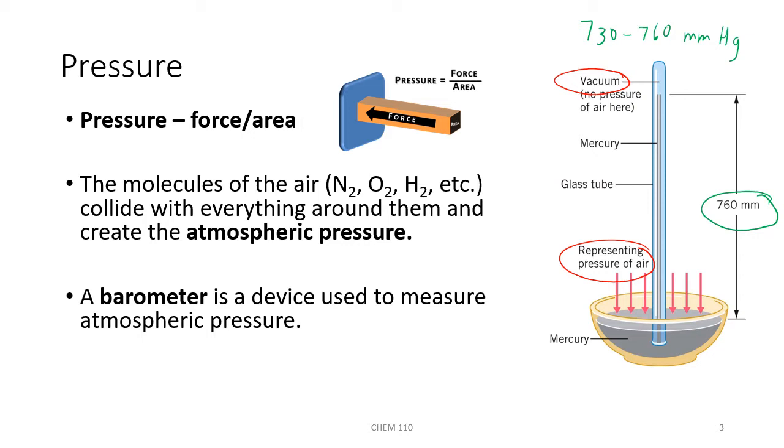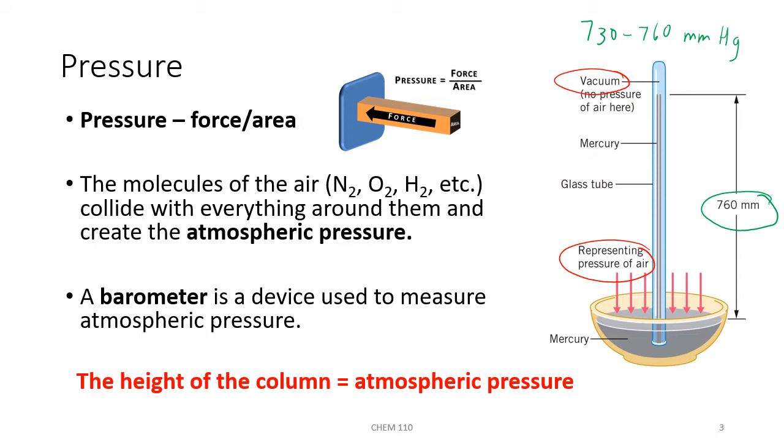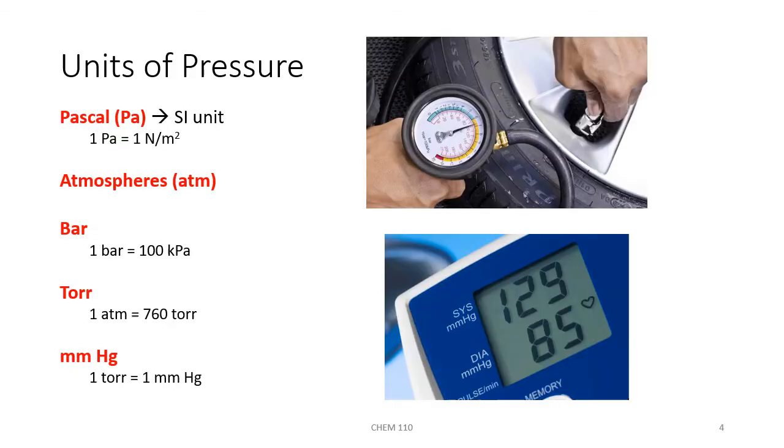This is often used as a unit of pressure, even though we're just reading the height of the column, because it corresponds to an atmospheric pressure. The height of the column will tell us specifically what that atmospheric pressure is for the day. So this is a device that's often used by meteorologists.